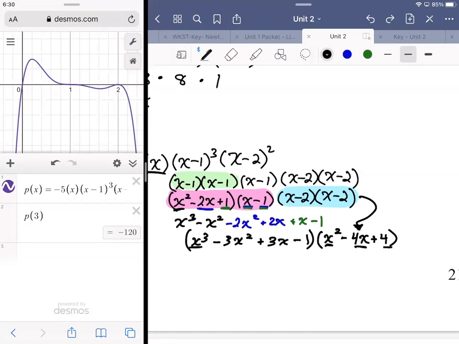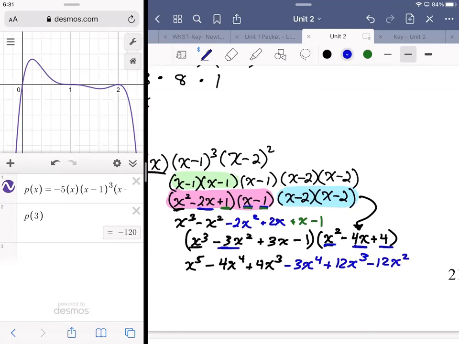All right. So x cubed times x squared, keep the base, add the exponents, becomes x to the 5th. X cubed times negative 4x is negative 4x to the 4th. X cubed times 4, that's the easy one, plus 4x cubed. And then move on to the next term. Negative 3x squared times x squared is negative 3x to the 4th. Negative 3x squared times negative 4x would be positive 12x cubed. Negative 3x squared times 4 would be negative 12x squared.